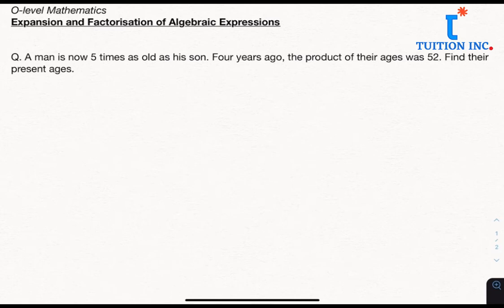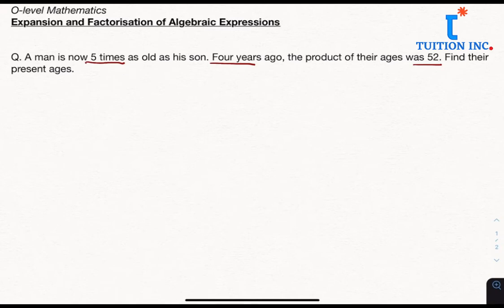The first step involved in solving these type of questions is rereading the question and underlining the important points. A man is now 5 times as old as his son. 4 years ago, the product of their ages was 52. Find their present ages.